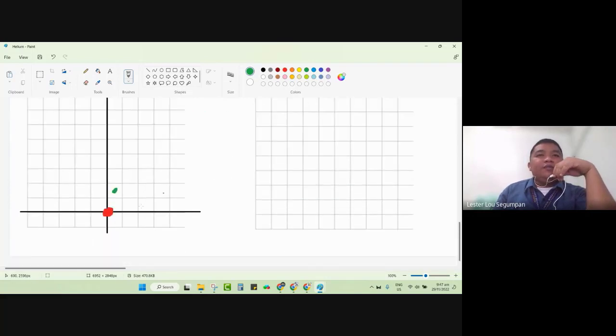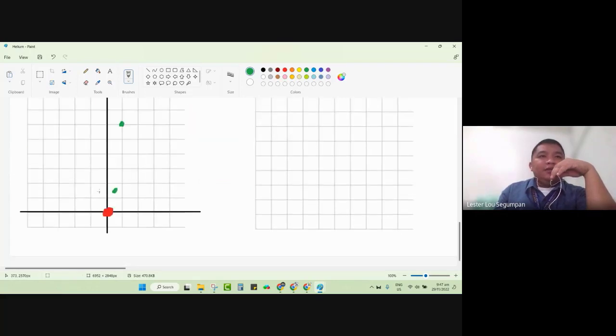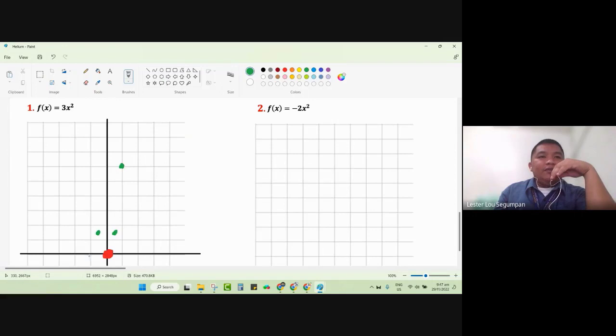Next, 2, 12. So 2, this grid, 2, 4, 6, 8, 10, 12. If you're going to use multiples per grid instead of 1, 2, 3, 4, make sure that your multiples will be true for both axes. Not just for the x-axis or y-axis, but for both axes. For negative 1 and 3, negative 1 is here, 3 is in the middle, so it will look like that. And then you will have here negative 2 and 12: 2, 4, 6, 8, 10, 12.